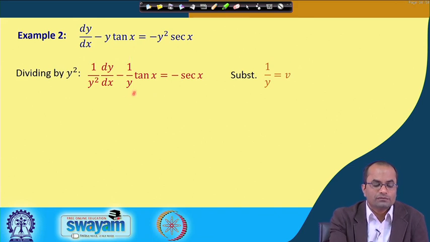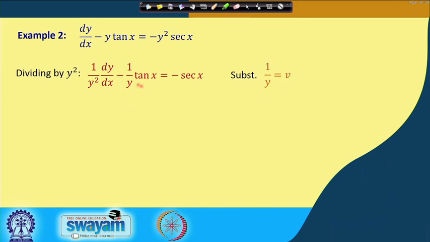So, if we substitute here this 1 over y as v, and then we differentiate here. So, we will get minus this 1 over y square dy over dx is equal to dv over dx. That is coming from this 1 over y is equal to v substitution. And then when we substitute back to this equation here, 1 over y square dy over dx, that is dv over dx, and this 1 over y is v, this tan x and this minus sec x. So, minus also we have just multiplied. So, we got this equation dv over dx plus v tan x is equal to this sec x.